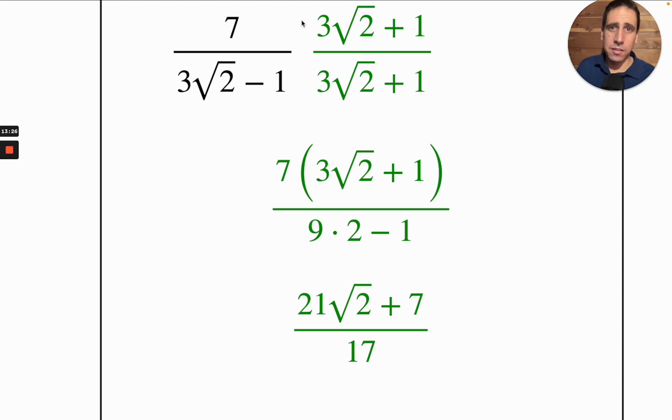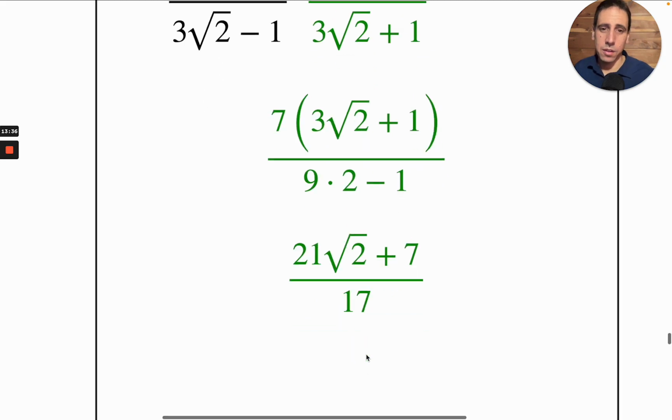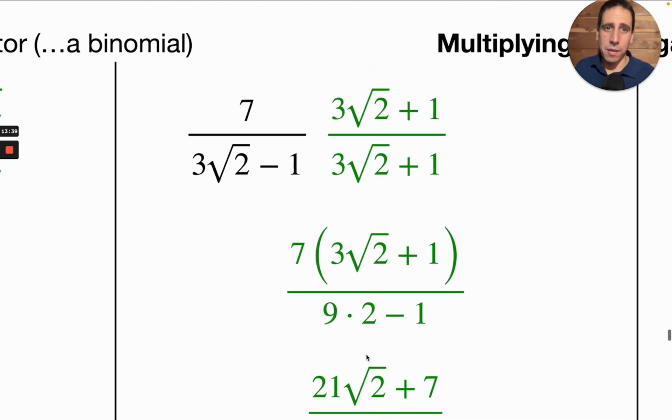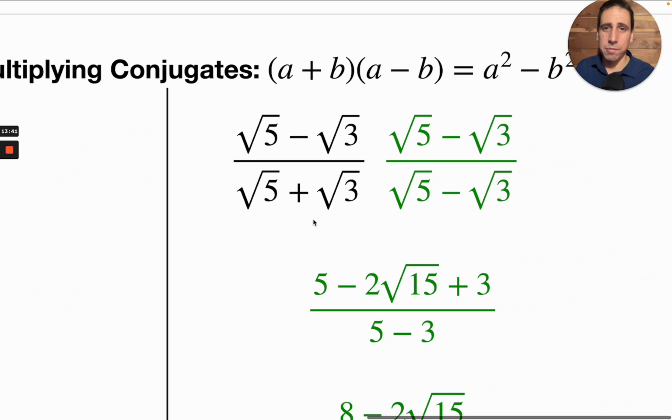And then this times all of this, make sure you use parentheses and distribute the 7 to both of these terms. You get 21 root 2 plus 7. And then 9 times 2 is 18 minus 1 is 17. And that's how you do that. Again, multiplying by conjugates.